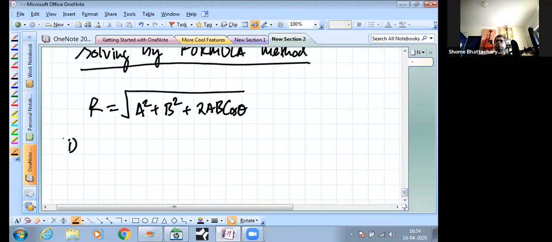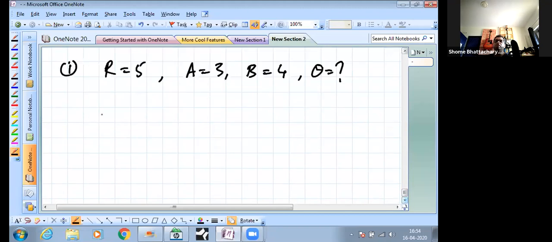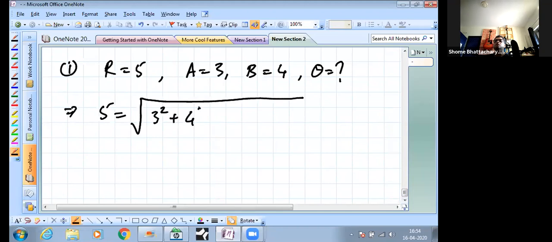So for example, in the first part, r is given to us as 5, the magnitude of the vector a is given as 3, and the magnitude of the vector b is given as 4. What we have to do is find the angle between the two vectors. So all we do is substitute this information here. If we do a direct substitution, we have the resultant equal to 5 on the left hand side. That should be the square root of a square, that is 3 square, plus b square, that is 4 square, plus 2 times a, that is 3, into b, that is 4, into cos theta. So now you look at this equation. This equation has only one unknown quantity.